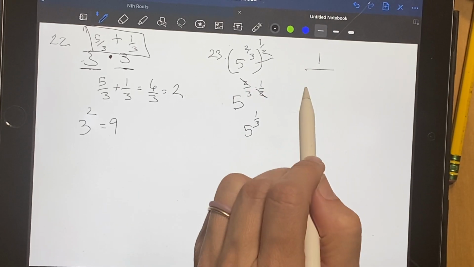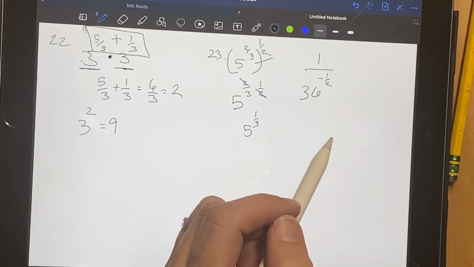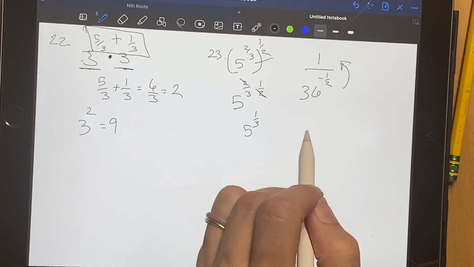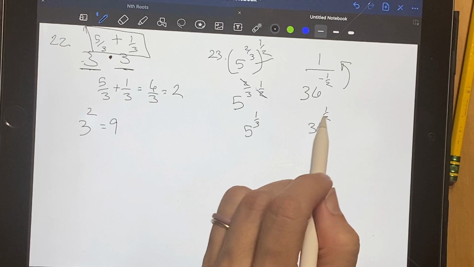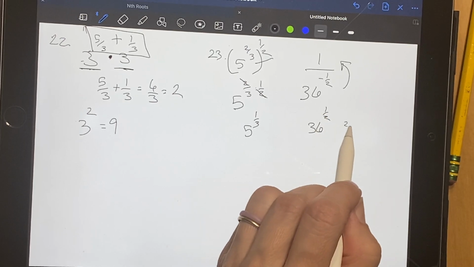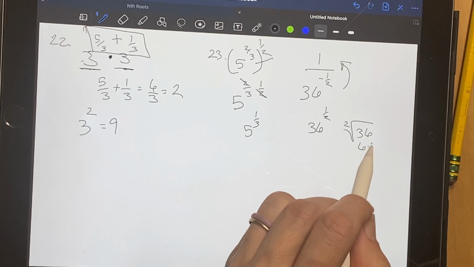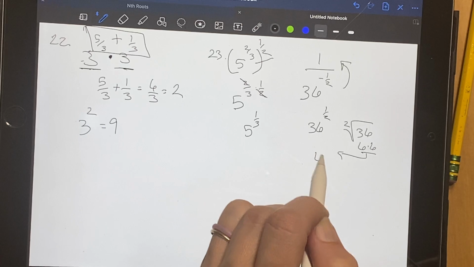25 has 1 over 36 to the negative 1/2. The first thing that we notice is that we've got a negative exponent. So let's change sides and change the sign. Now I have 36 to the 1/2. 1/2 is the square root of 36. We know that 36 is 6 times 6. I need 2. I have 2. Square root of 36 is 6.